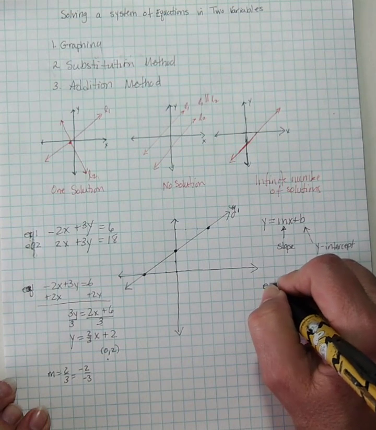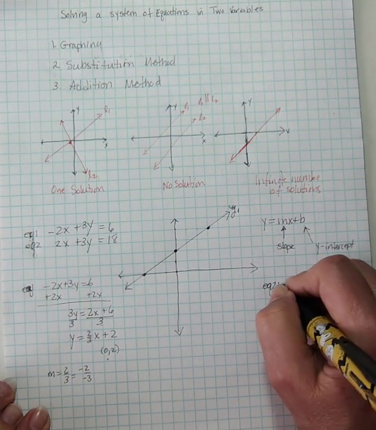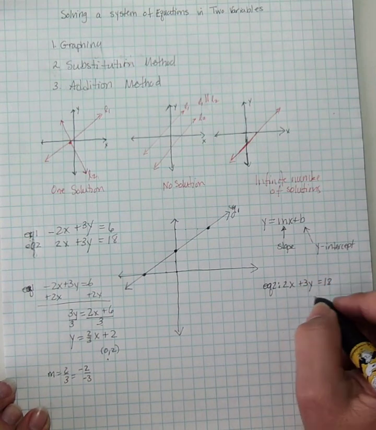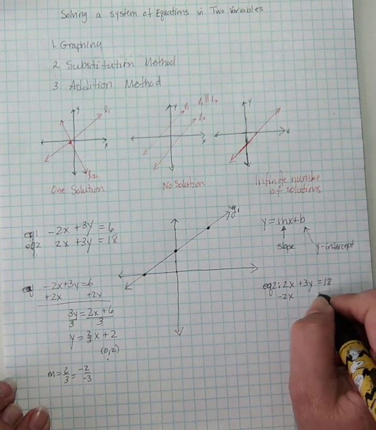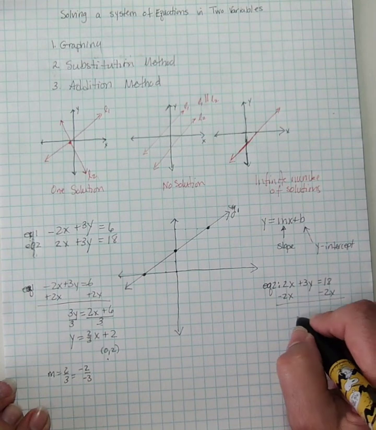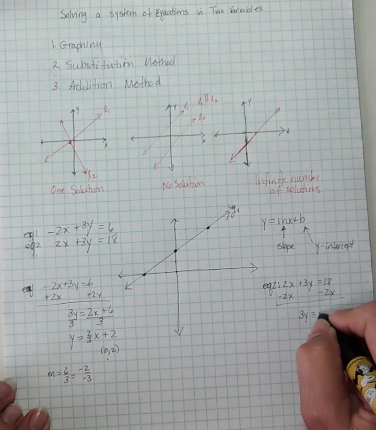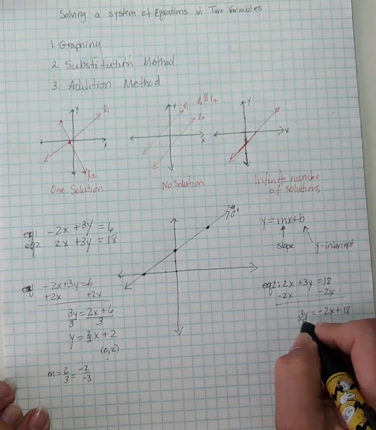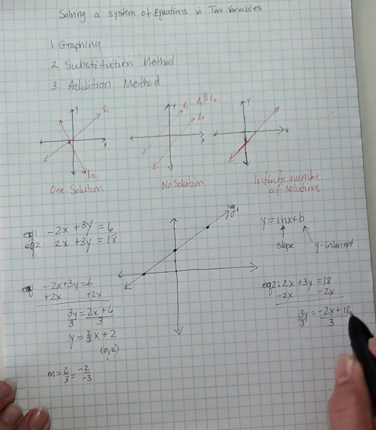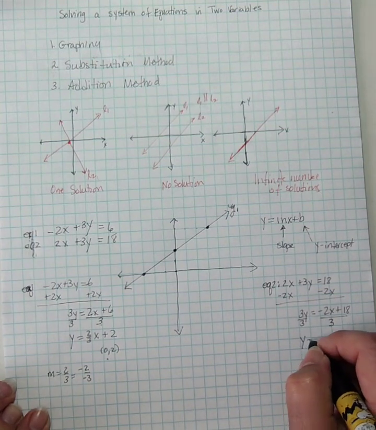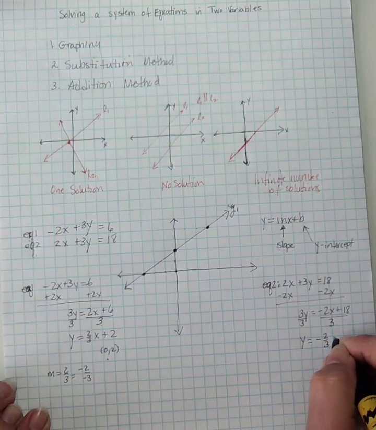I'm going to do it over here. Here's my equation 2. It's 2x plus 3y equals 18. So in order to isolate y, I have to first get x on the other side of the equation. So I'm going to subtract 2x from both sides, and I'd have 3y equals negative 2x plus 18. Now I'm going to divide both sides by 3. That means I have to divide 3 into the negative 2x and 3 into 18. So I would get y equals negative 2/3 x plus 6.